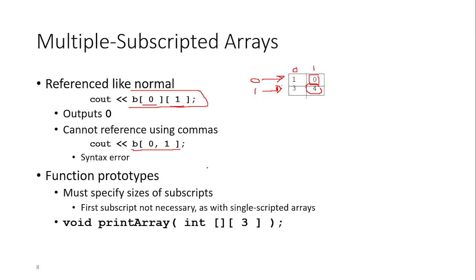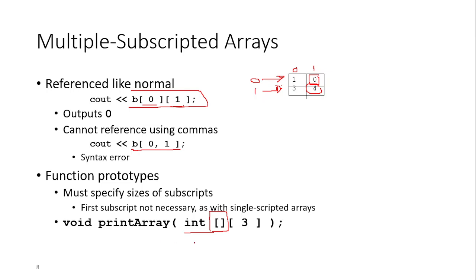Okay. In order to pass a single subscripted array or a one-dimensional array, all you needed to do was something like this. Int and then a pair of square brackets. That means you want to pass an array to this function. So we have written many functions like this.